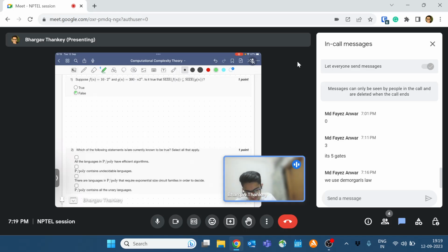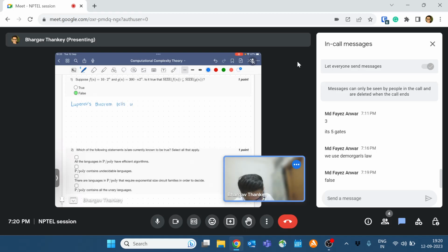Okay, so it's false because Lupanov's theorem tells us that any function can be computed by a circuit of size order 2 to the n over n, right?